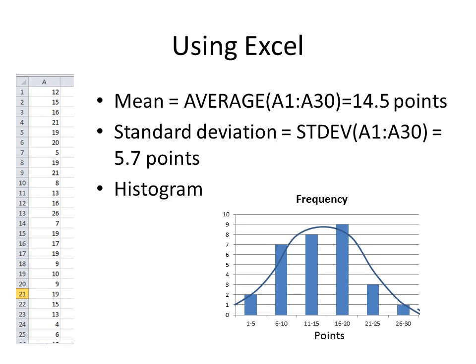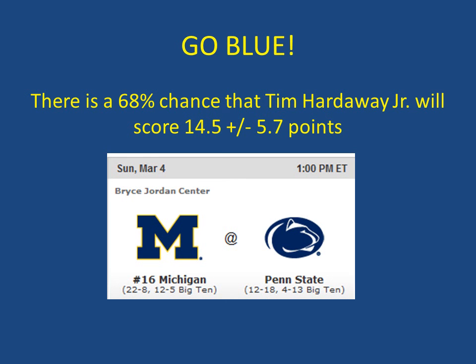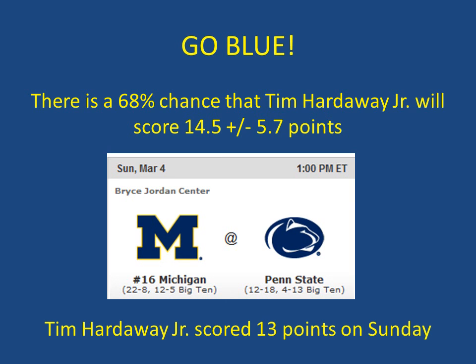As you can see, the histogram looks a lot more like a Gaussian now that we have more data points. So, using statistics, I can predict that there's a 68% chance that Tim Hardaway will score 14.5 plus or minus 5.7 points. And for the record, he ended up scoring 13 points on Sunday. So using statistics, we were able to accurately predict the number of points he ended up scoring.